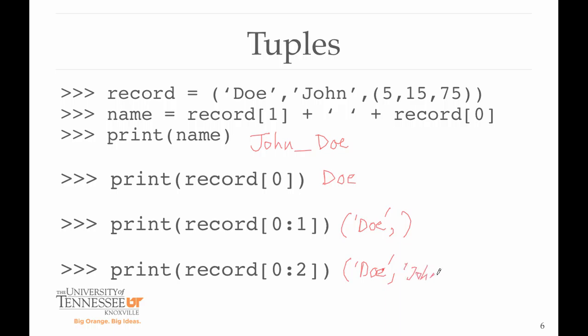So this would print a tuple. In other words, you would have parentheses, and then inside the parentheses you would have the string Doe and then the string John.